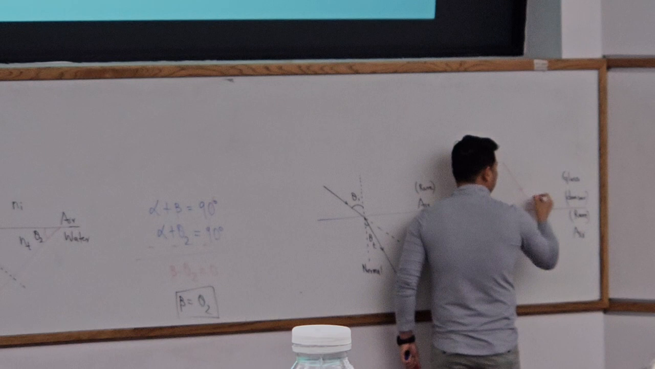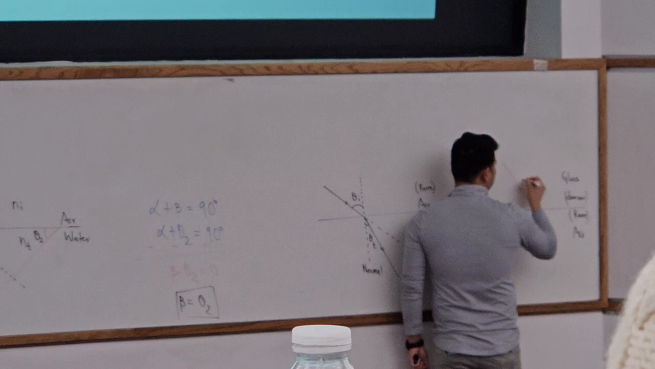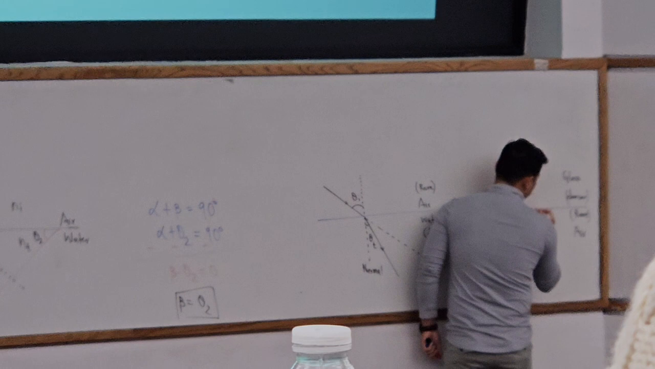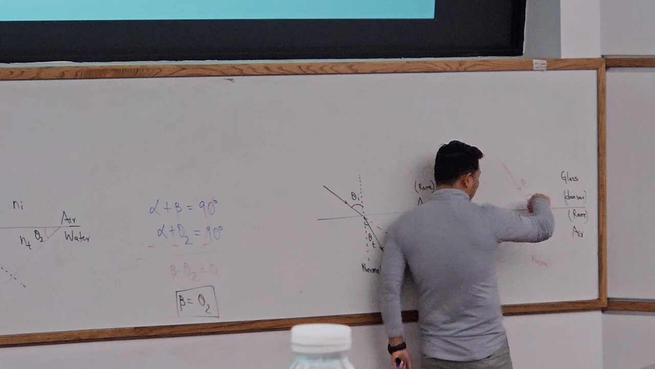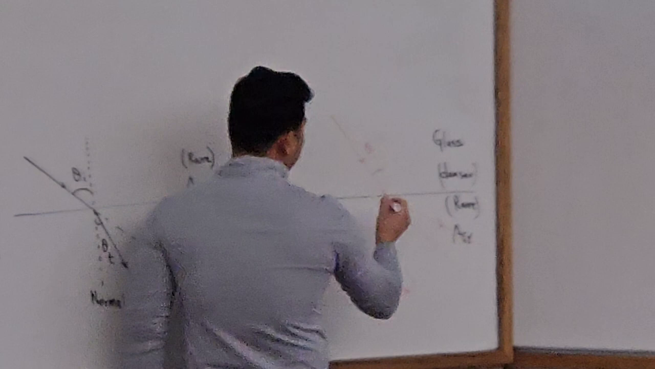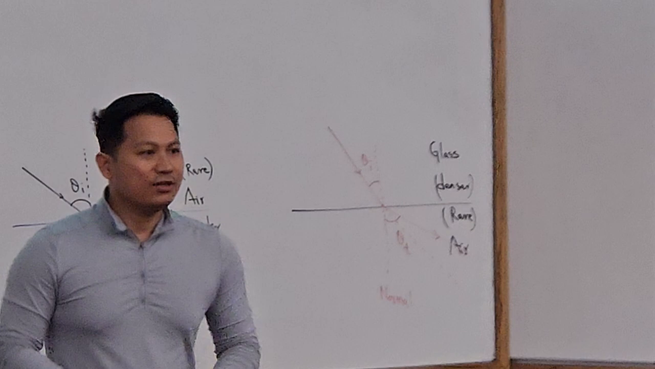Okay, this is theta I, and it's a normal. It's supposed to go straight path, but it bends again. Bending happens; this is the straight path it is supposed to travel, and if bending happens, this is theta I, this is theta T. Okay? So whenever I talk about total internal reflection, what did I do?